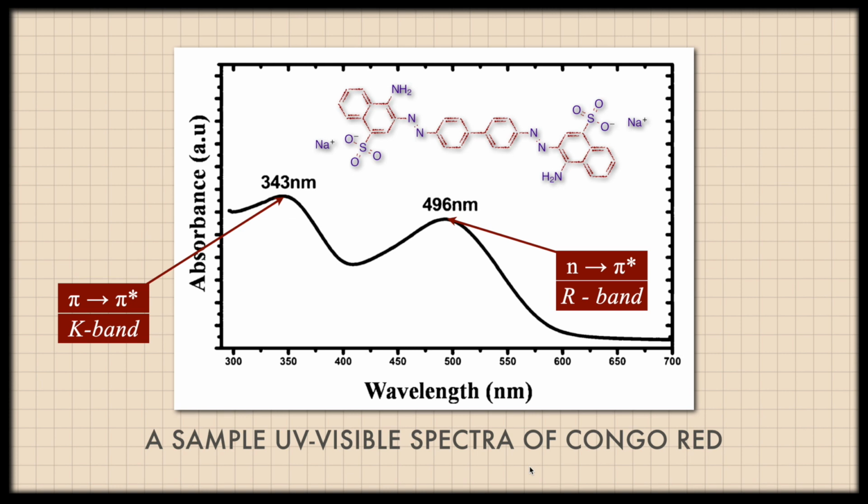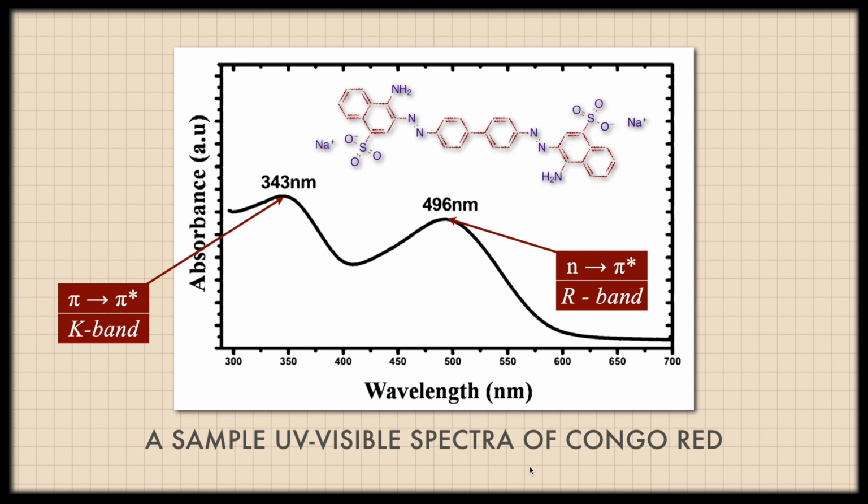Well, in a conjugated system, if the conjugation is more, the energy gap for the n to pi star transition also gets smaller and smaller. Because of that, the intensity of the R band also increases in a conjugated system. So it's not only the K band that has high intensity; the more the conjugation, the more it will also increase the intensity of the R band.